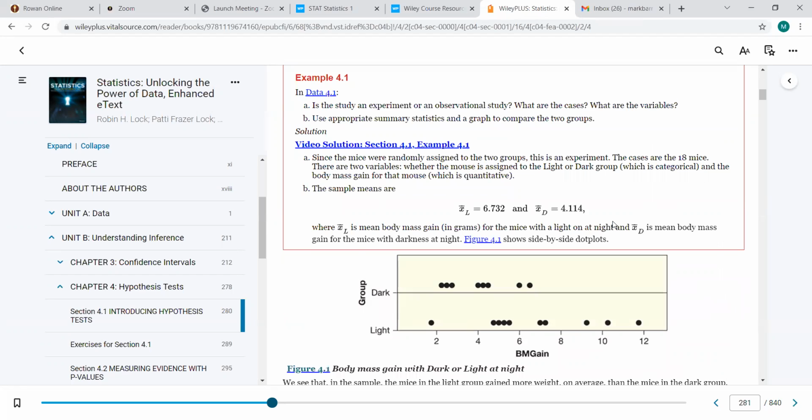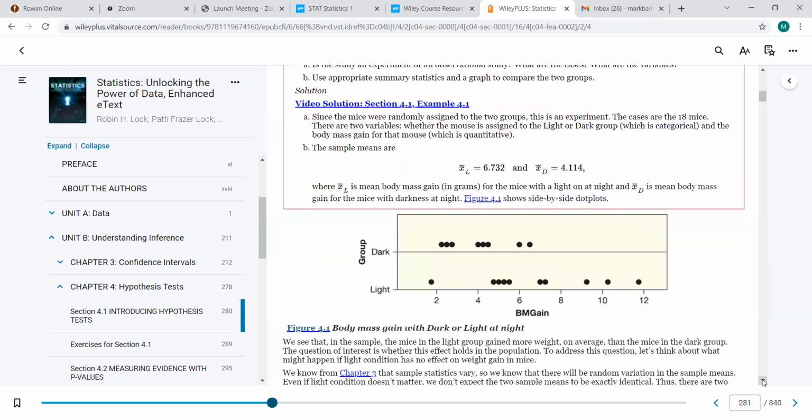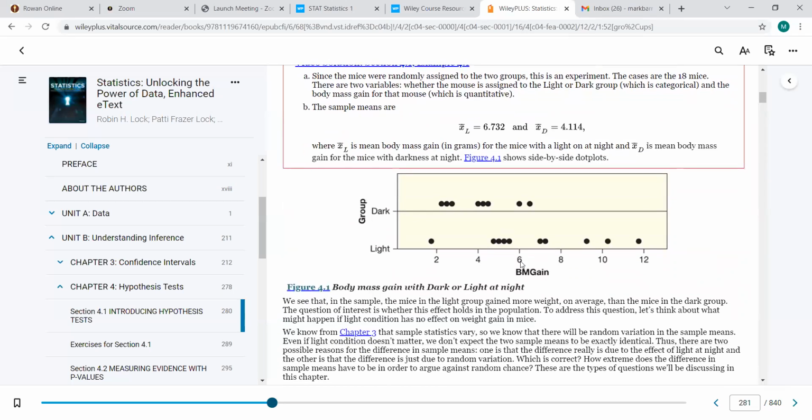And we want to know if that is enough evidence to suggest that the light group tends to have more body mass gain than the dark group. Here's a dot plot that basically graphs the 2 groups. Okay, and notice, of course, that the dark group has on the whole lower body mass gain than the light group. It's more spread out for the light.